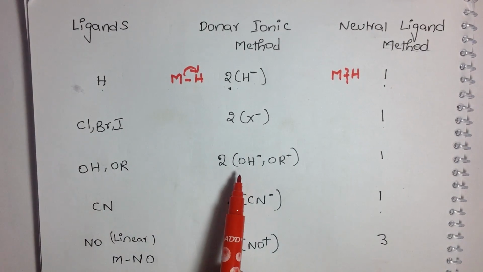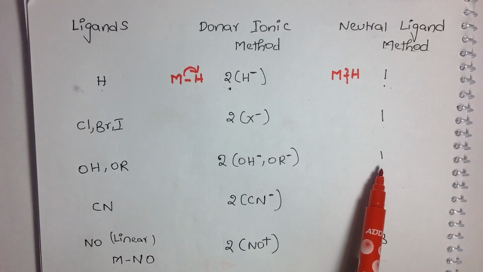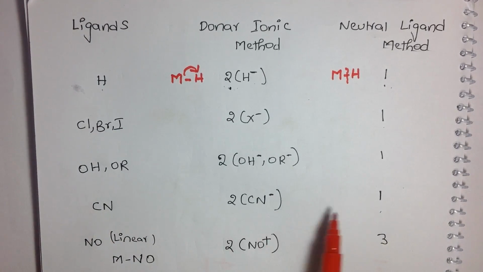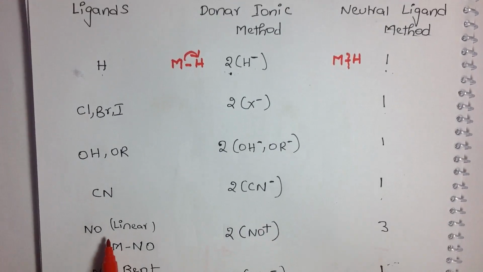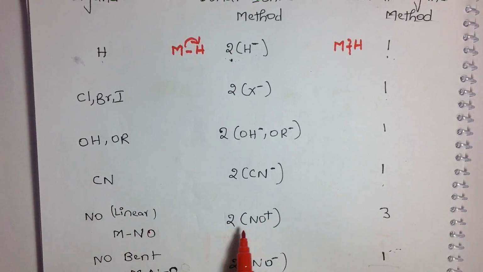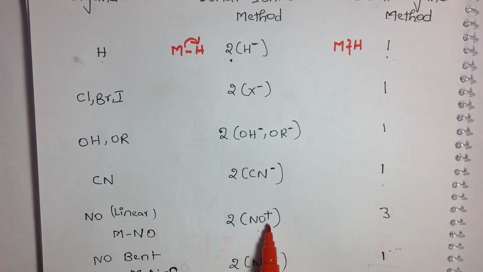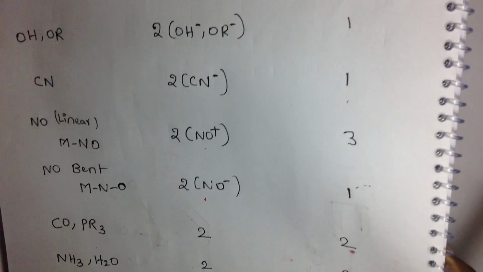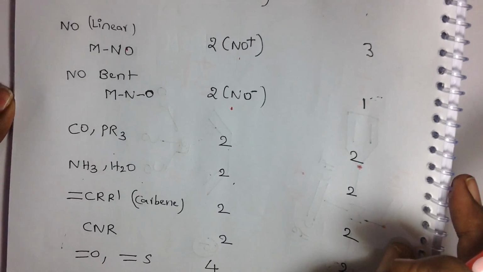For OH, OR, ionic method 2 and neutral ligand method 1. For cyanide 2 in the case of ionic, but neutral atom 1. And NO linear case 2 as NO plus. The loss of 1 electron, so 3, and in the neutral ligand also 3. 2 from nitrogen, 1 from oxygen, that's why 3. Bent, it is 2 as NO minus, and 1.